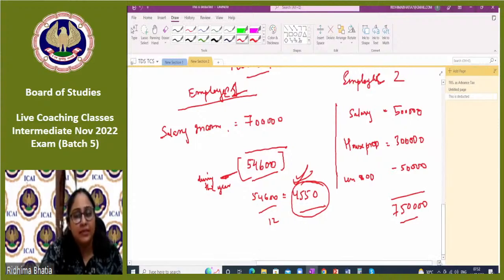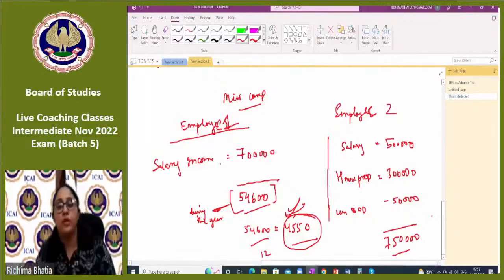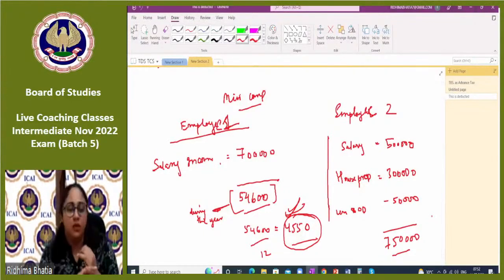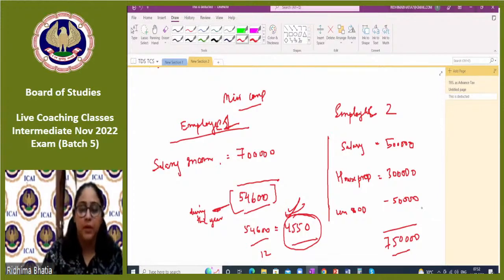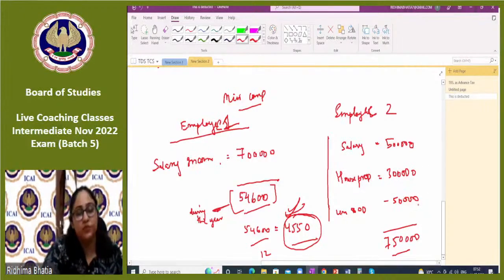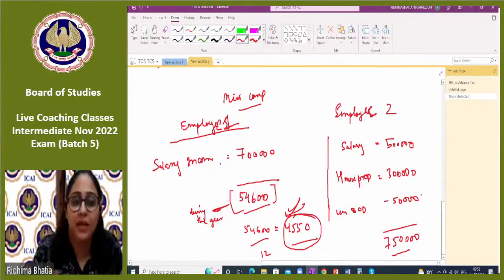So income tax section 192 says that if an employee tells you the details of other income and deductions, they are not liable to tell you the details, but if they are telling you the details of their other income and deductions, then you have to consider them. So in the mini computation you make for each employee, whatever the employee has told, you have to consider it.